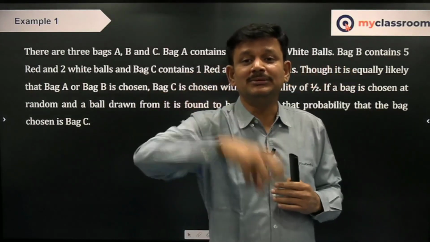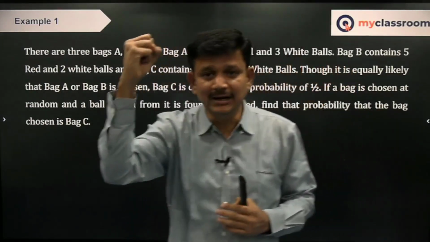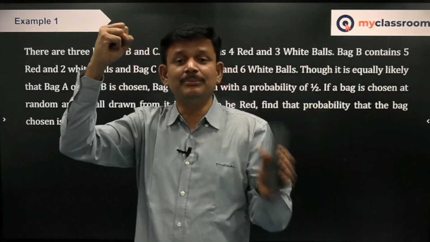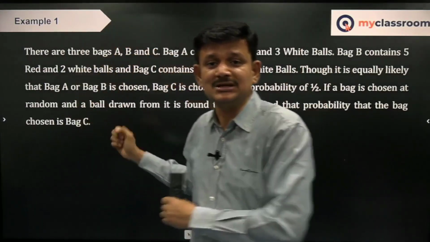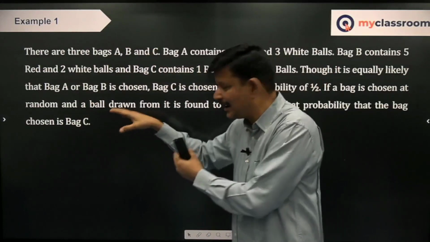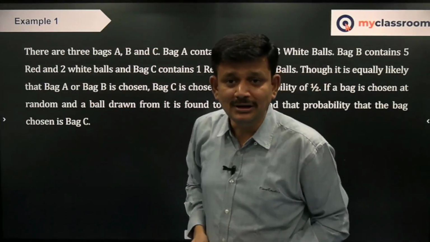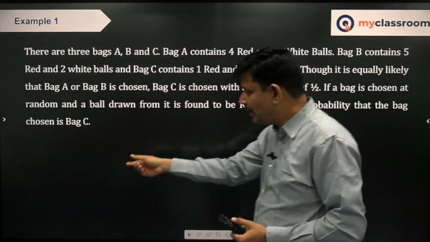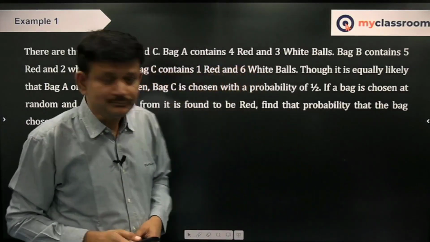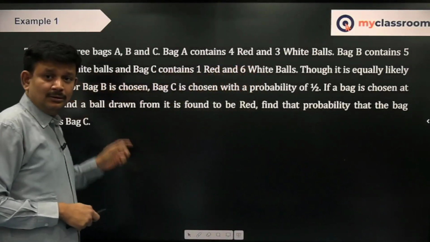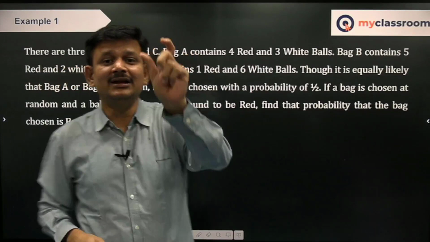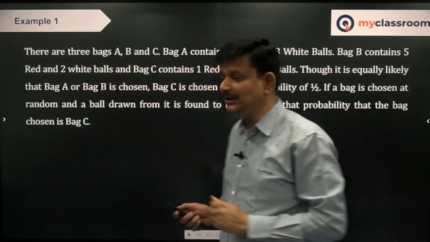So the final outcome is that the ball which you have taken is red. Now whether you have taken it from bag A or bag B or bag C, we are measuring the probability that we have taken it from bag C. So this is a question on Bayes theorem. So what do you have to write in the denominator? The probability of the final outcome, the ball coming out to be red.